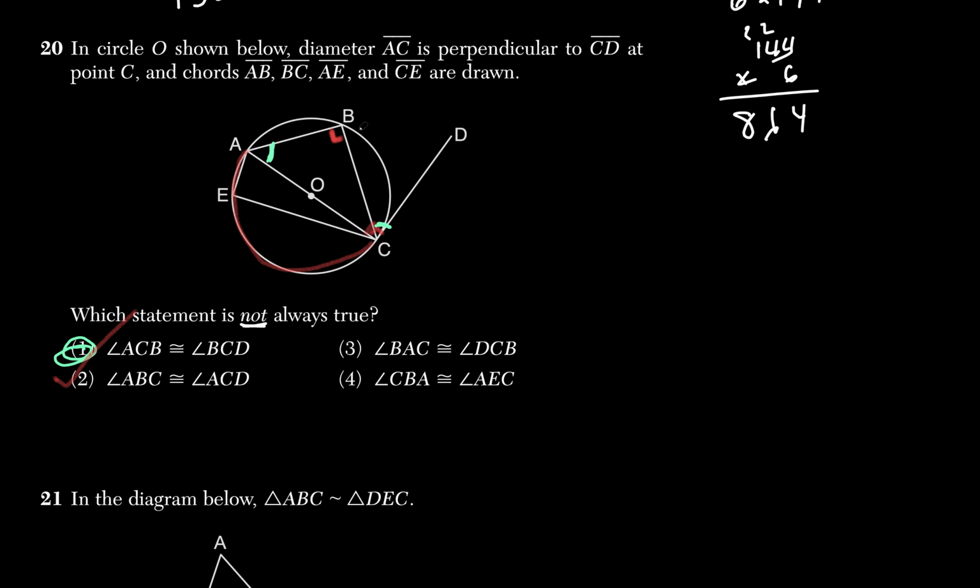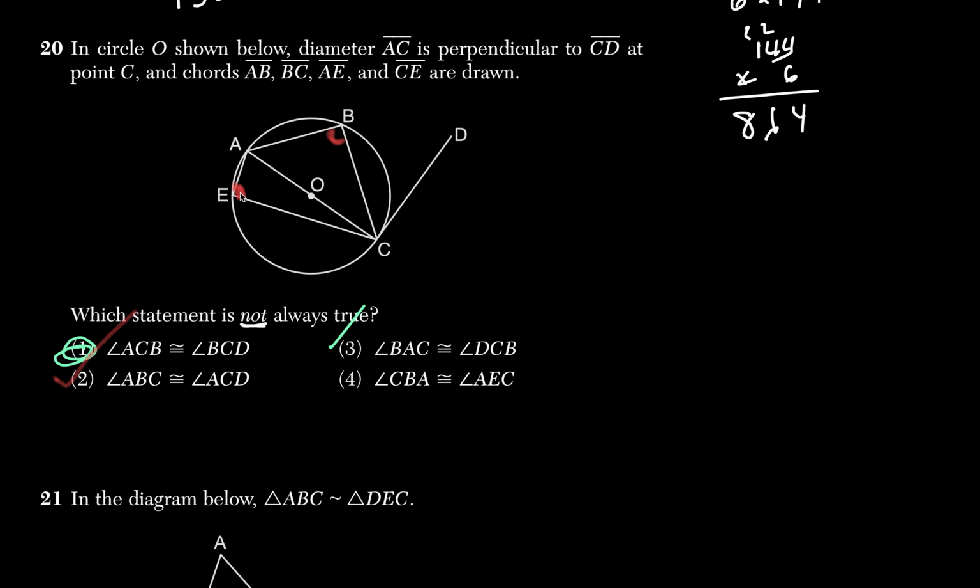Well, let's see. They intercept the same arc, so therefore their angles must be the same. BAC intercepts arc BC, and DCB intercepts the arc BC. So because they intercept the same arc, they're the same. Okay, choice 4, CBA, C, B, and A. So again, this angle here is congruent to AEC, this angle here.